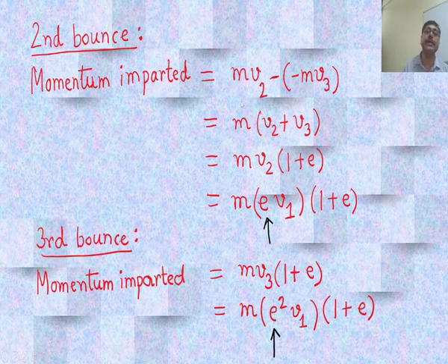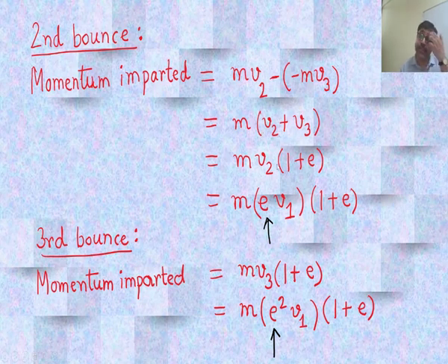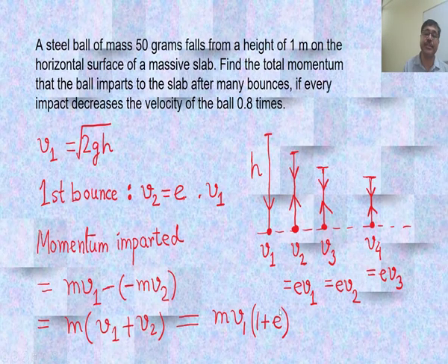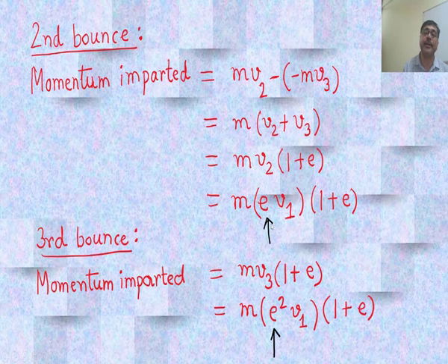Now do the same for the second bounce. For the second bounce, it becomes mv2 minus (minus mv3), because v2 is the speed when it comes back again to the ground. In the same way, you have m(v2 plus v3), and by putting v3 equal to ev2, it becomes mv2 (1 plus e). And putting v2 now as ev1, it becomes m e v1 (1 plus e). This is almost the similar expression that we got before, except for an additional e factor. So I have put that e factor in an arrow.